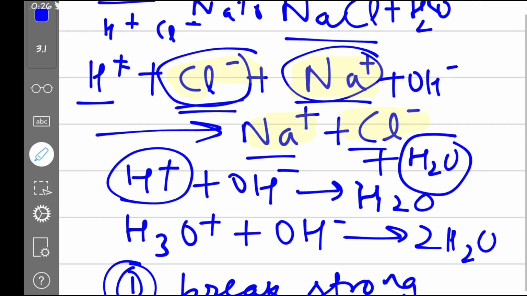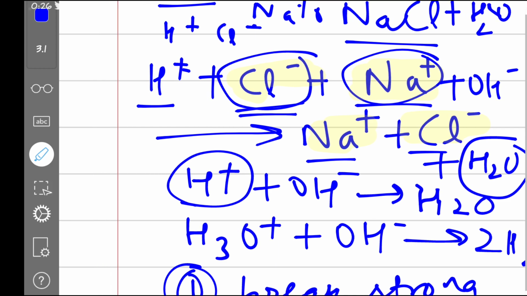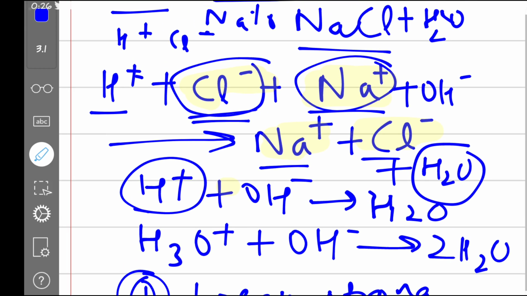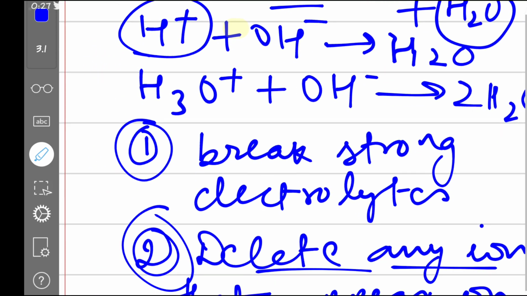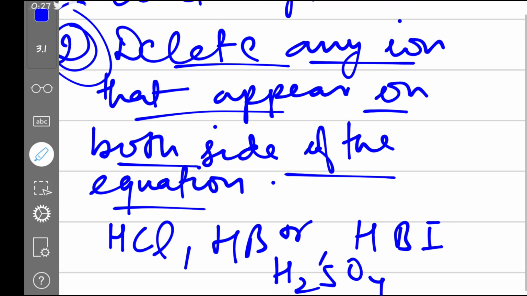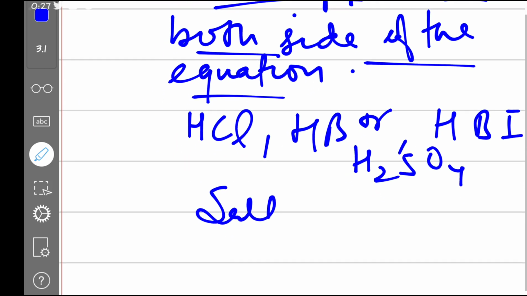So when we have a question like this, a reaction in which ions appear on both sides, just remove all those ions, and your net reaction will be what remains after removing all the unnecessary ions.